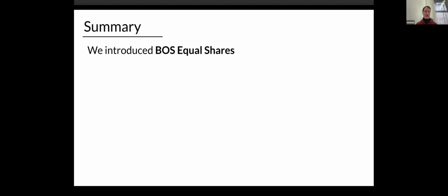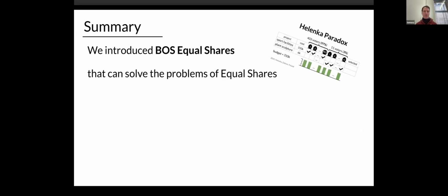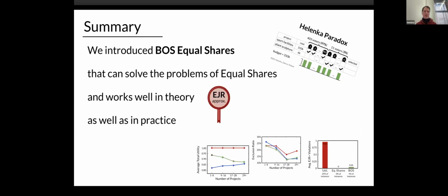So to summarize, we introduced a new rule called BOSS, bounded overspending equal shares. It solves the problems of the standard method of equal shares. It works well in theory and also seems to work well in practice. So I think it's a good rule.